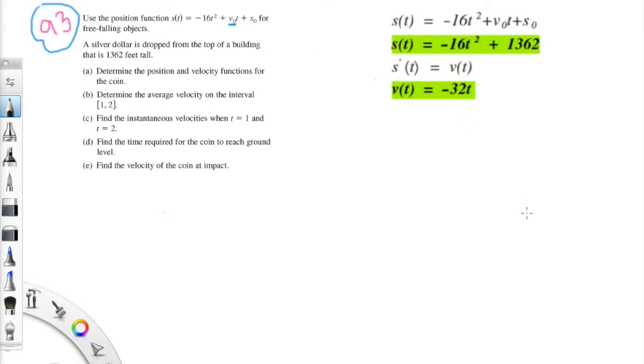And because the first derivative of a position formula equals the velocity formula, I took the derivative of the function, and I got v of t equals negative 32t because I just brought down the 2 here, so negative 16 times 2, and then I reduced t squared by a power of 1, so t.